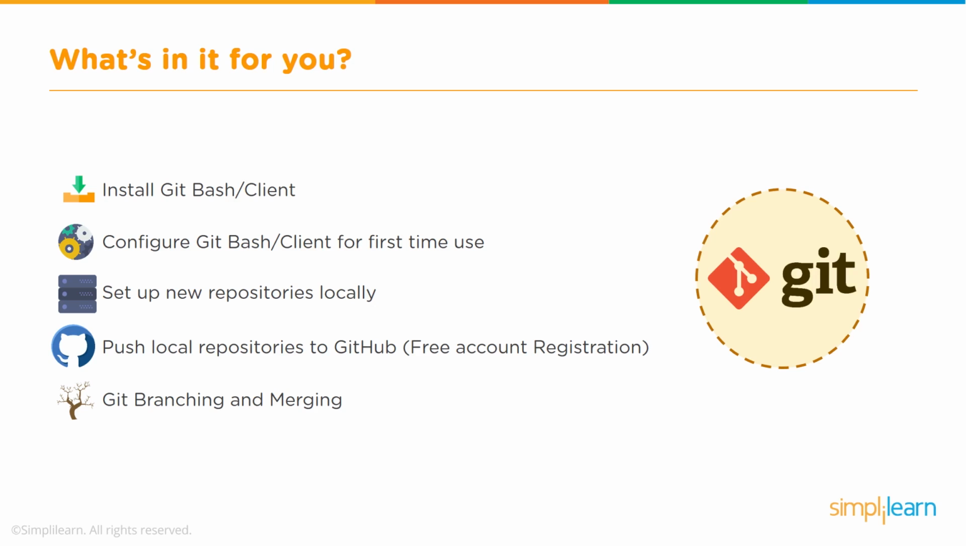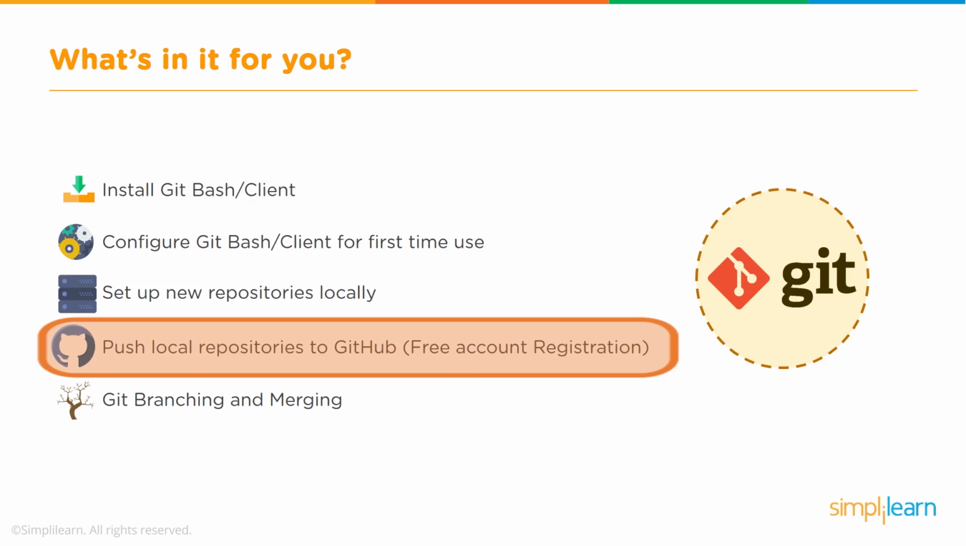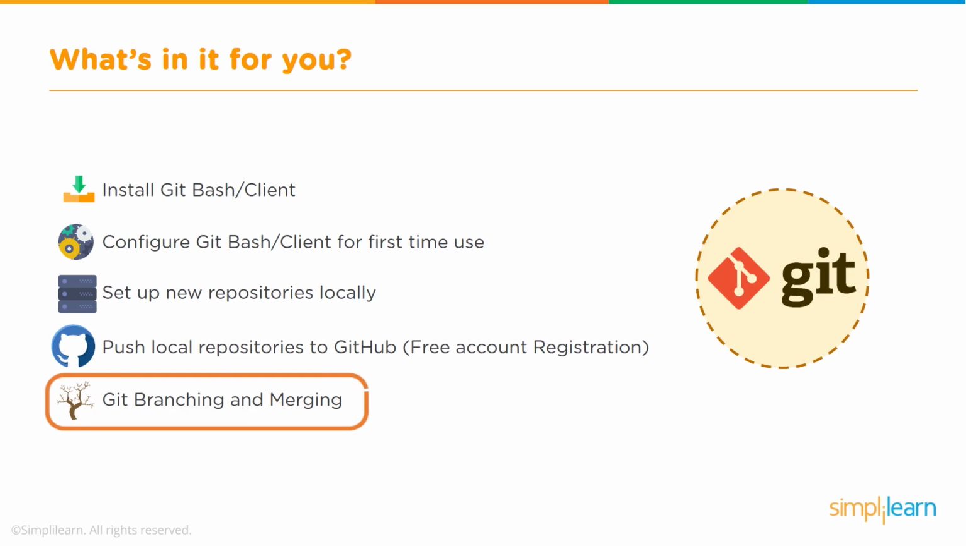I begin by installing Git Bash or the Git client and configuring it for its first time usage. Once I'm done with configuring the Git client, I'm going to spin up a few repositories locally and work on these repositories using Git commands. Once I'm happy with my local changes, I'm going to commit a few of them and then push these changes to a Git server of my choice. For today's demonstration, I plan to use github.com, which is a cloud-hosted free service, and it provides free account registrations for anyone. Eventually, I will cover a few topics regarding Git branching and merging, because these two, in my opinion, are the killer features of the Git distributed version control tool.